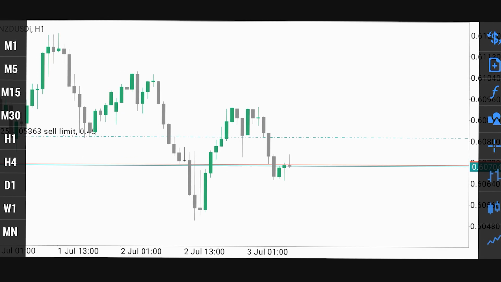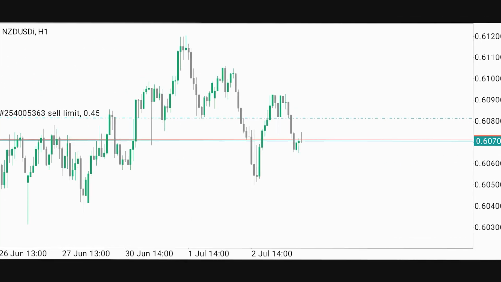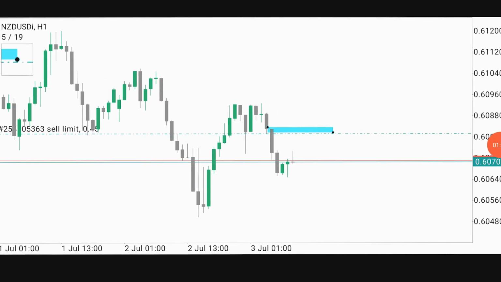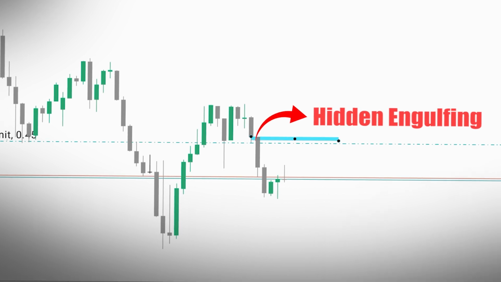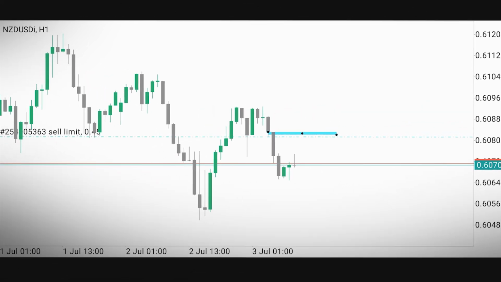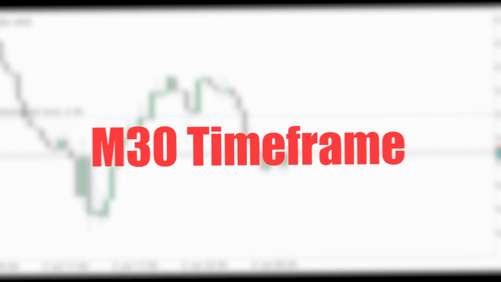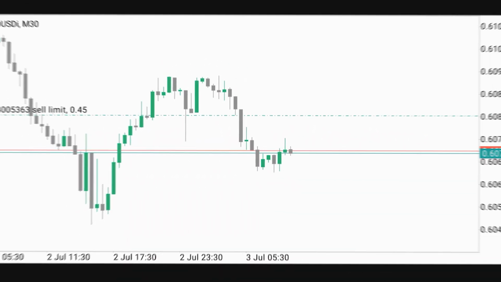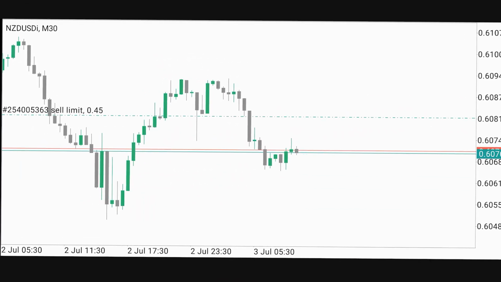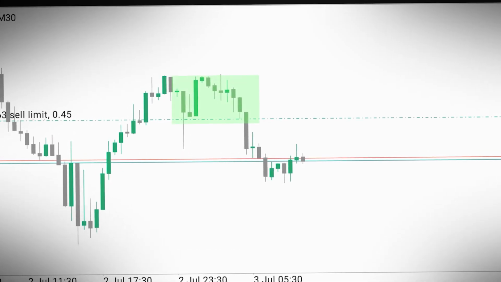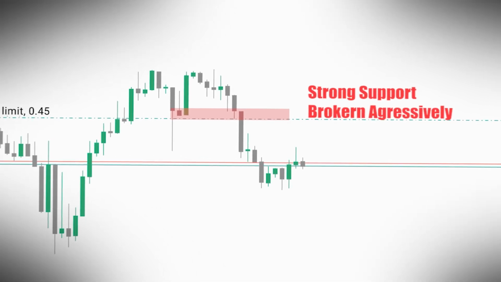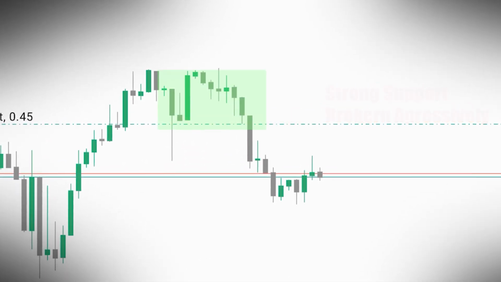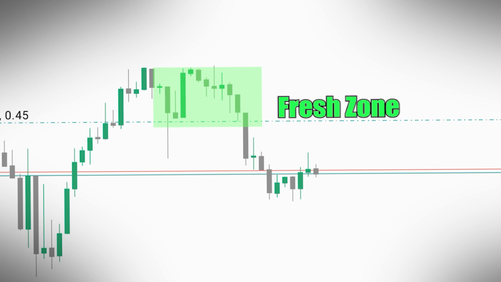Actually, on H1 time frame, we don't have any major confirmations here. But if we give our attention, here we have a double Maru setup. It means that there is a hidden engulfing candle on smaller time frame. So we will check it out later. Fine. Now let's move to M30 time frame. Well, actually, nothing to spot as confirmation, but we can see it has the same moves as H1 time frame does. Strong support broken aggressively, and it's a fresh zone to trade.